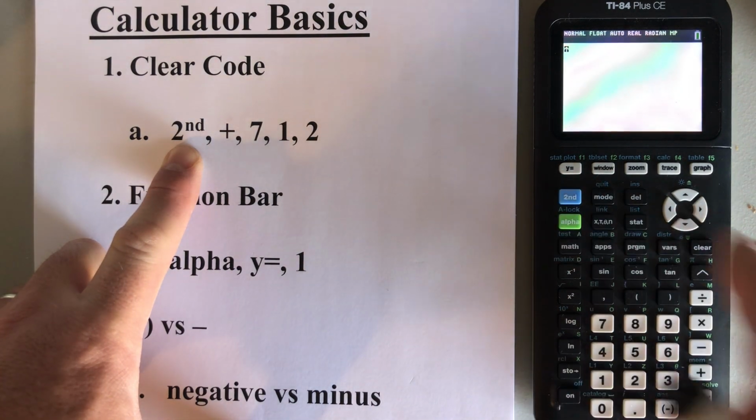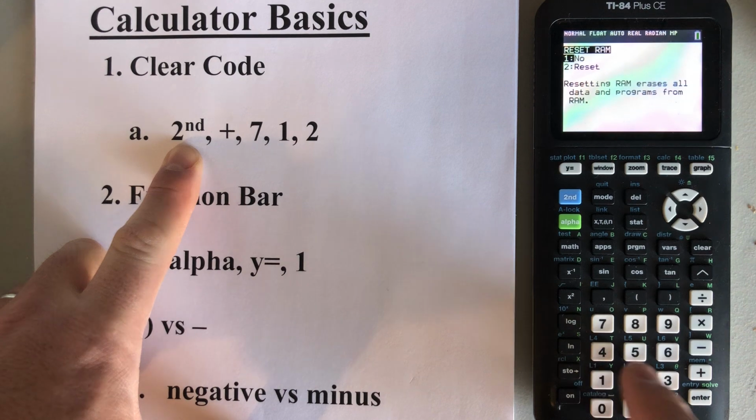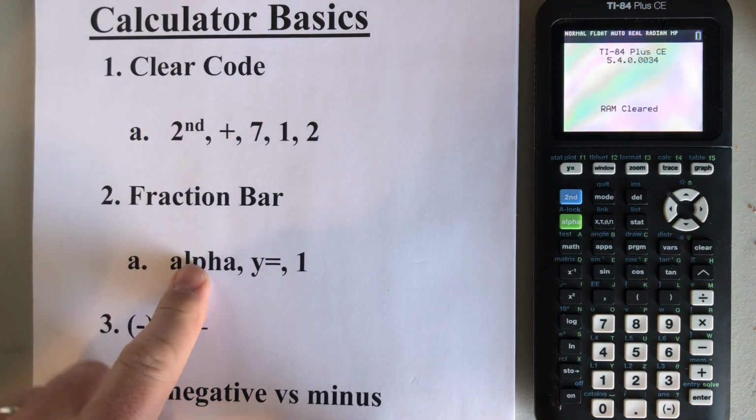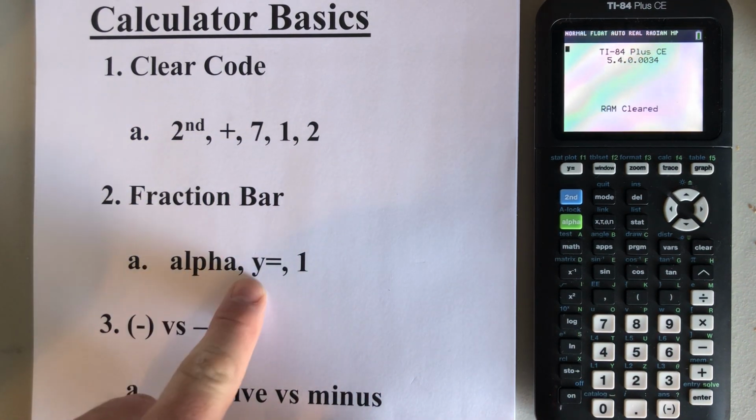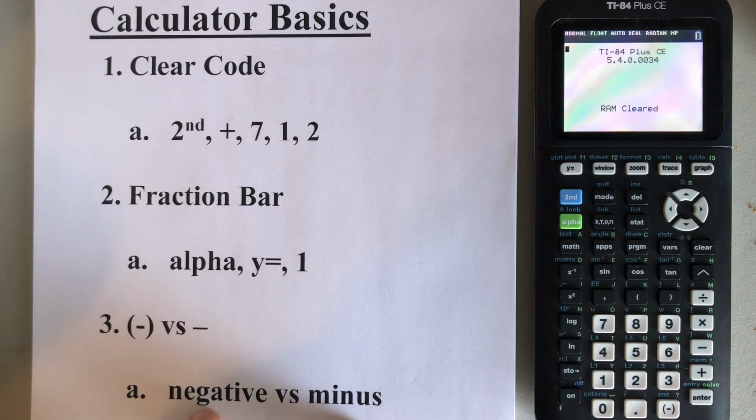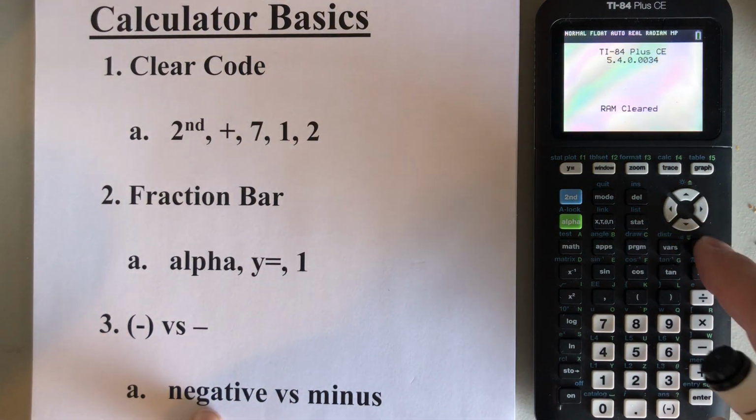So I'm going to press the second plus 712 button. And I just want to also refresh your memory that there's a fraction bar code, and the negative versus minus is kind of a big deal. So we have to make sure we do that.